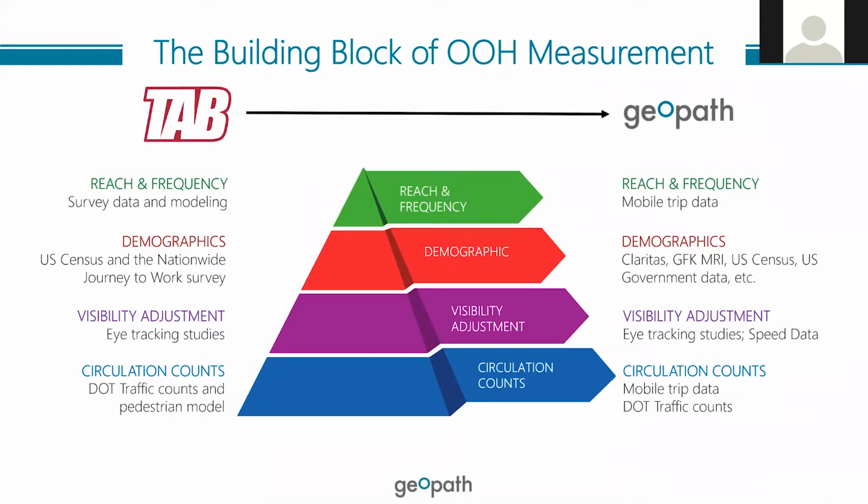Then we layer in our visibility adjustment index. We have that basis of the eye tracking research we did multiple times over the past 5 or 6 years or so. But now, with our ability to partner with our Here network, we have speed data: how fast people are moving on the road, and what choices they're making out on the road. Applying that speed data is a great input into our visibility adjustment.